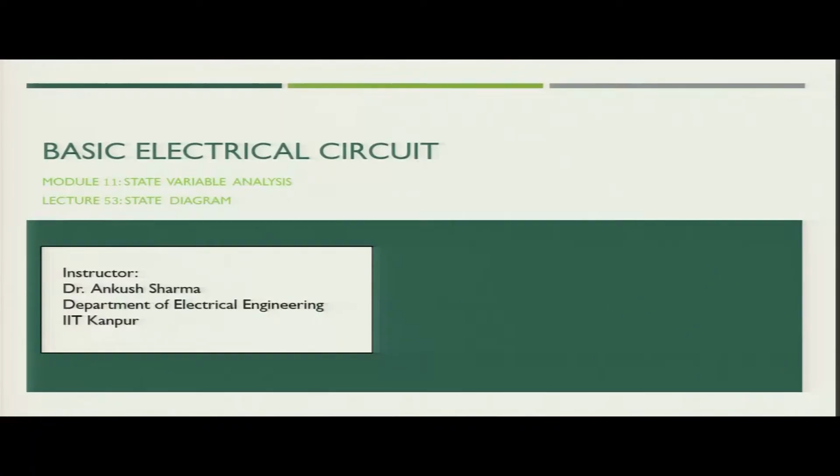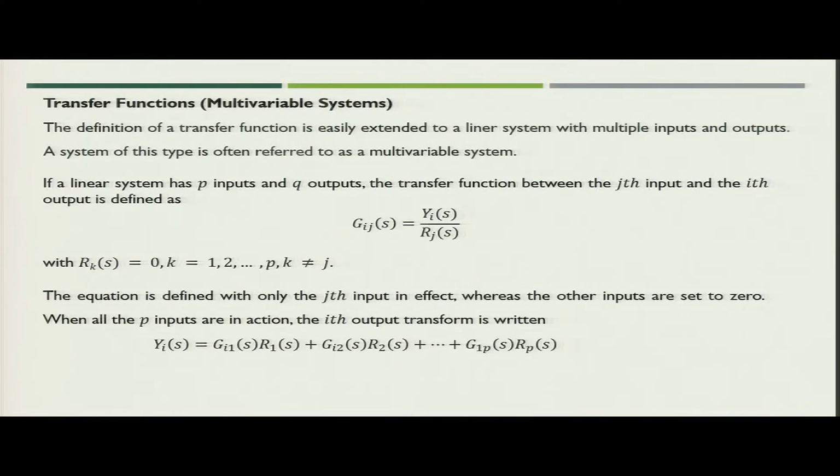Today we will discuss the state diagram, and before going to the state diagram, let us first understand the transfer function in the case of a multivariable system. That means, if you have multiple variables in the system, how will you find the transfer function? The definition of transfer function is easily extended to a linear system with multiple inputs and outputs, and we call such systems multivariable systems.